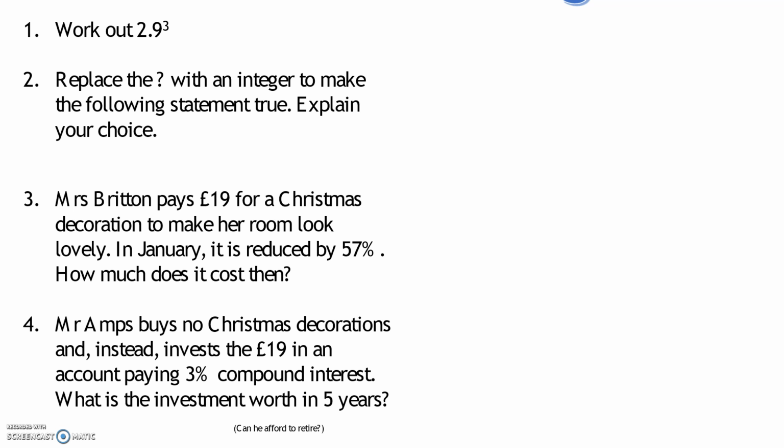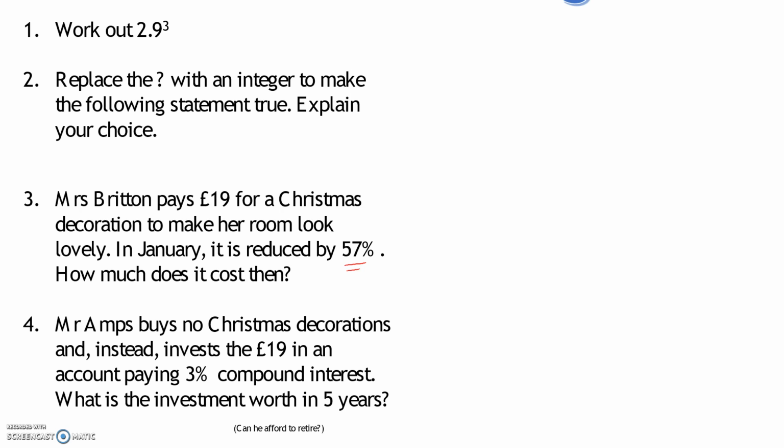Okay, on to Mrs. Britton. She's paid £19 for a Christmas decoration, which is then reduced. In January, it's reduced by 57%. So it's reduced by 57%. That means its price goes down by 57%.